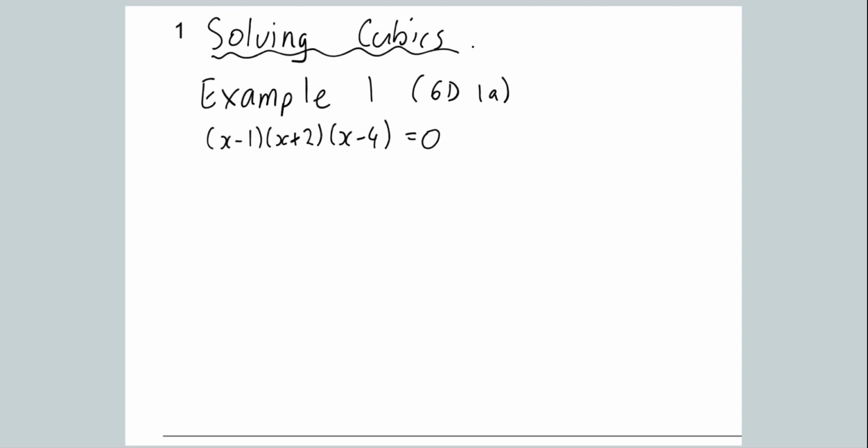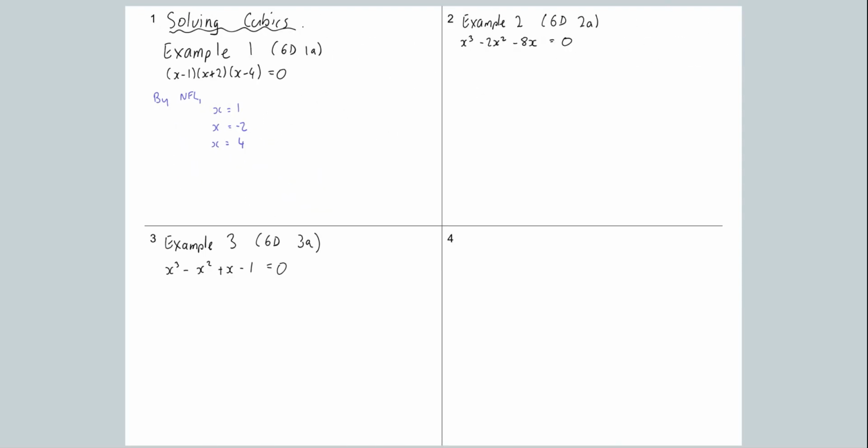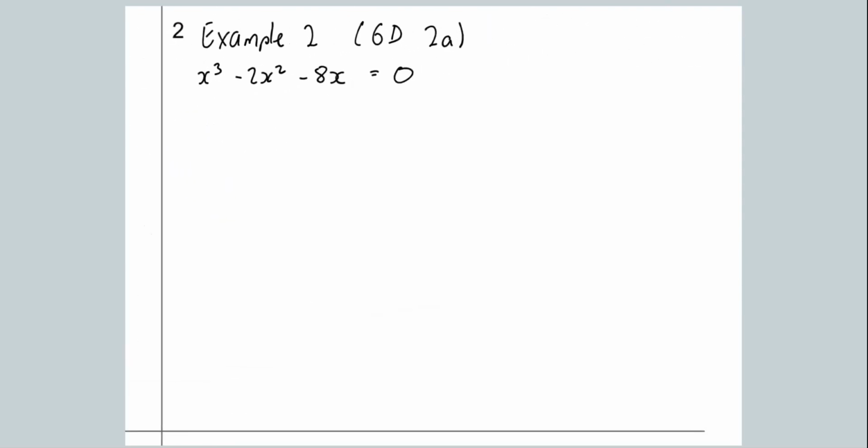But in terms of the solution, by the null factor law, x minus 1 equals 0, so x equals 1. x plus 2 equals 0, so x equals negative 2. And x minus 4 equals 0, so x equals 4. That's good enough. If you wanted to spell it out a bit more, you could. Okay, have a look at example 2.